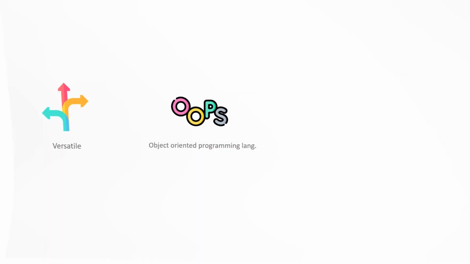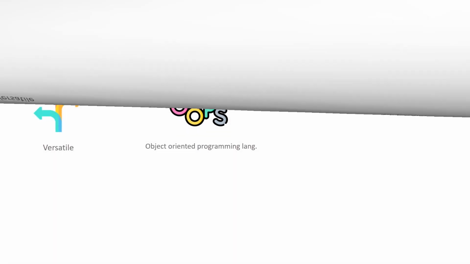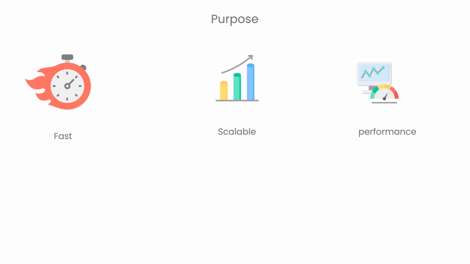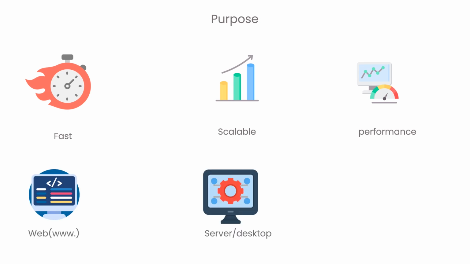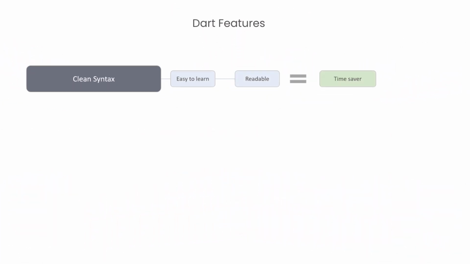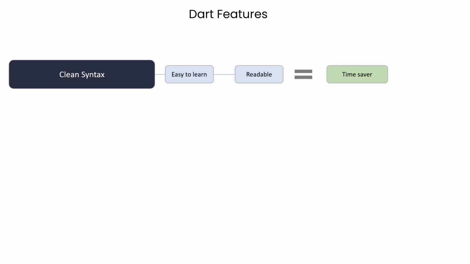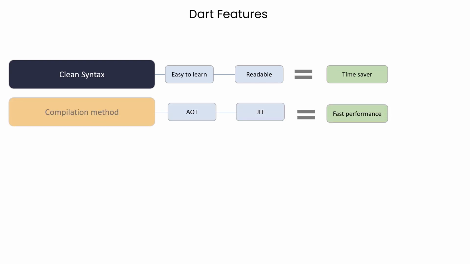What is Dart? Dart is a versatile, object-oriented programming language created by Google. It's designed to build fast, scalable, and high-performance applications for the web, server, and mobile platforms. Dart's clean syntax makes it easy to learn for both beginners and experienced developers. It supports both ahead-of-time (AOT) and just-in-time (JIT) compilation for efficient development and optimal performance. Dart's code is readable and concise, making it a joy to work with.